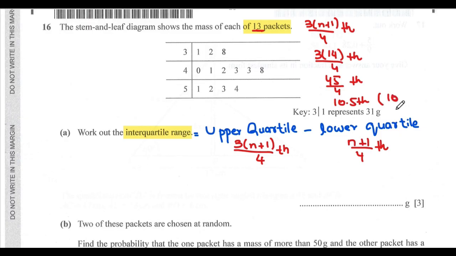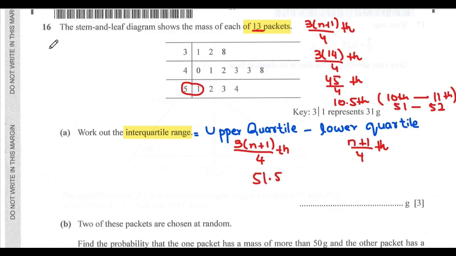Now the 10.5th term means it's the middle term of the 10th and 11th term. So let us calculate what the 10th term is. If I see, the 10th term is lying over here, so the 10th term is 51 and the 11th term is 52. So what is the middle term of 51 and 52? The middle term of 51 and 52 is 51.5. So the upper quartile is 51.5.